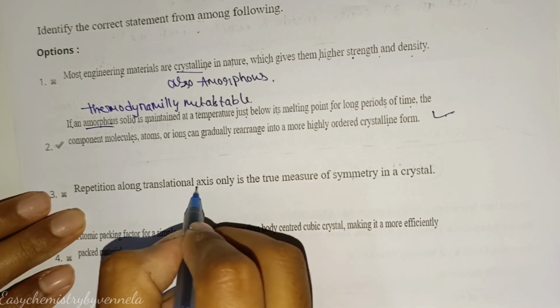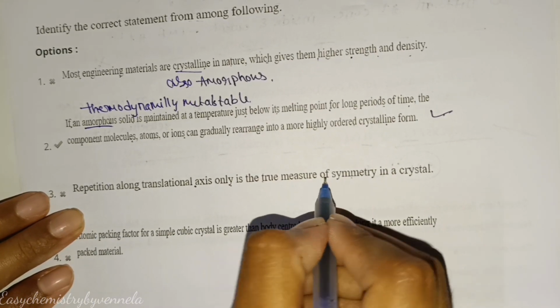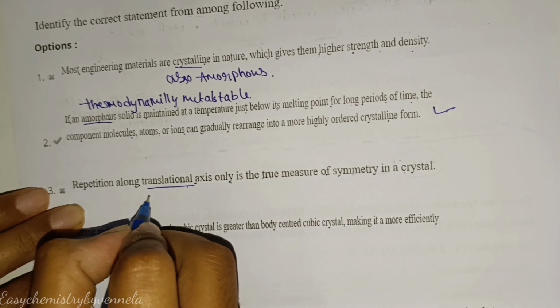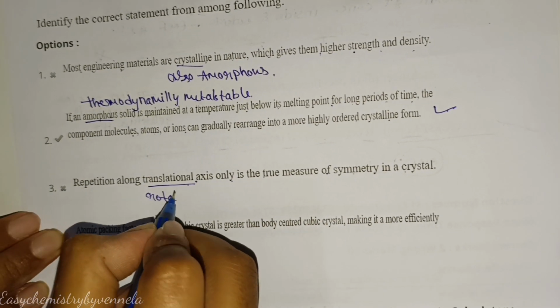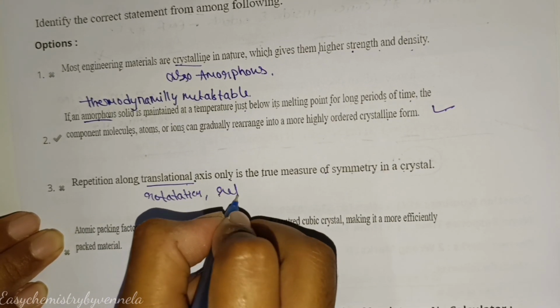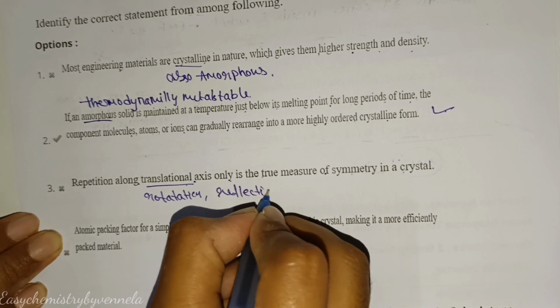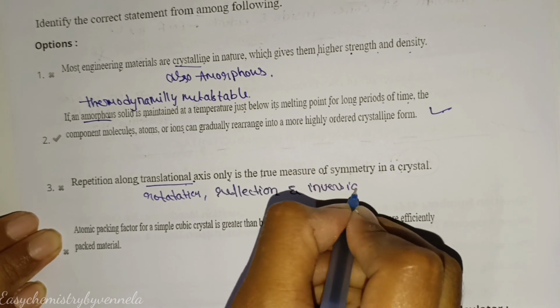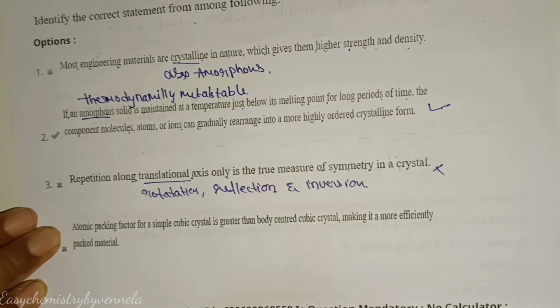Repetition along translation axis only is the true measure of symmetry in a crystal. No, not only translational but also rotational, reflection and inversion. So this statement is incorrect.